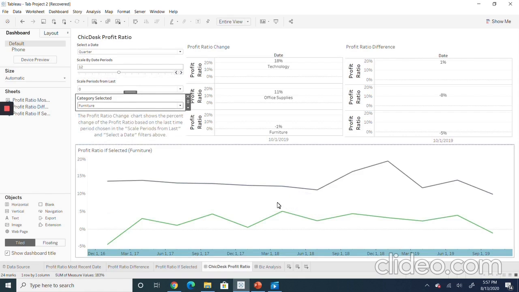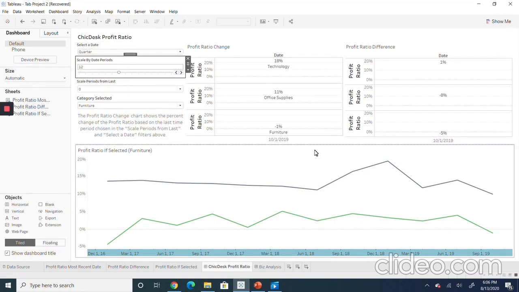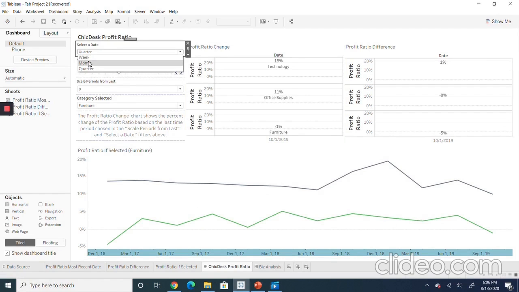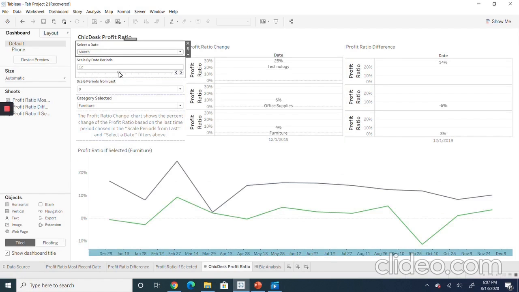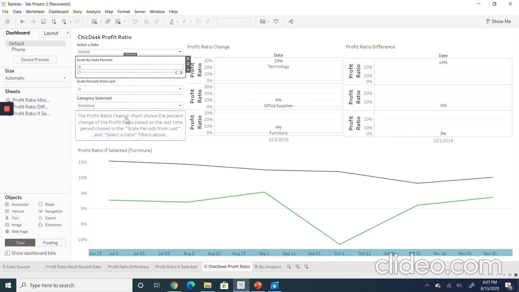Well, you see, over the course of 3 years, furniture never comes within 7% of the overall profit ratio. It is drastically draining down profits from every way you measure it. Let's see how the products have been performing recently. We'll change quarter to month, and we'll change the day period scale to the past 6 months.